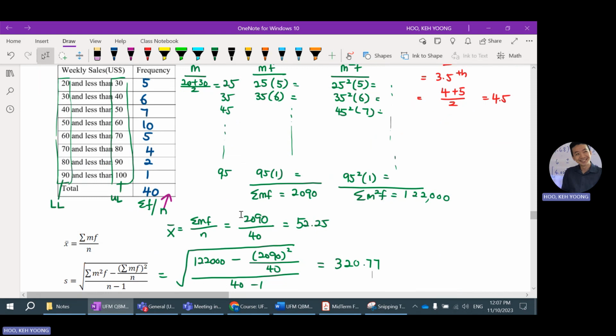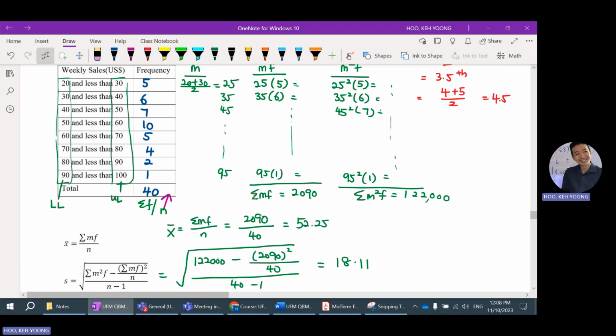What's the mistake? Oh, you forgot to square root. Right, 18.11. Okay, sorry. Okay, remember to square root the values. If you don't square root, it is a variance, sample variance.